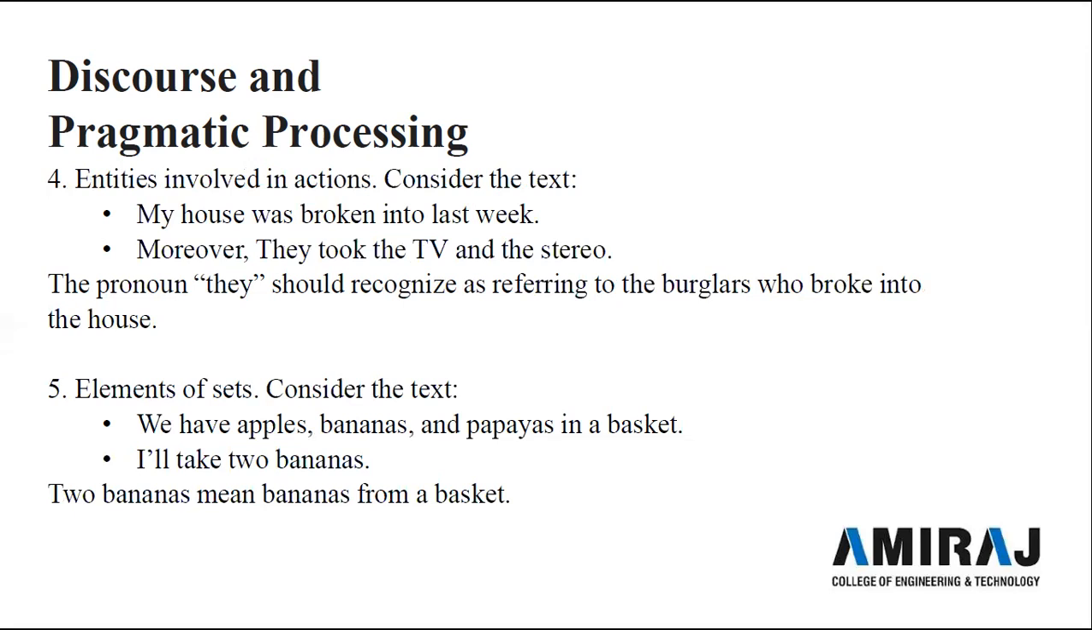Next is entity of set. Consider the text: we have apples, bananas, and papayas in a basket. I'll take 2 bananas. From where will I take 2 bananas? I'll take bananas from the basket of fruit, right? So bananas is a part of the basket. It is there in the basket. So it is an element of something else, some set. Here that set is the basket, right? So, 2 bananas from the basket.